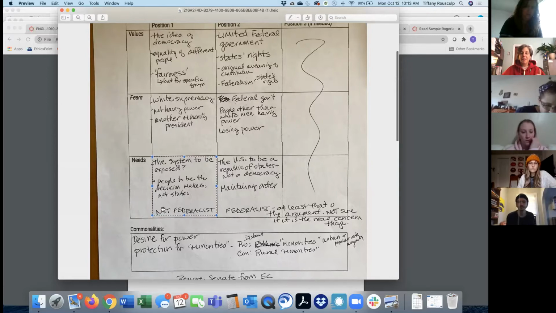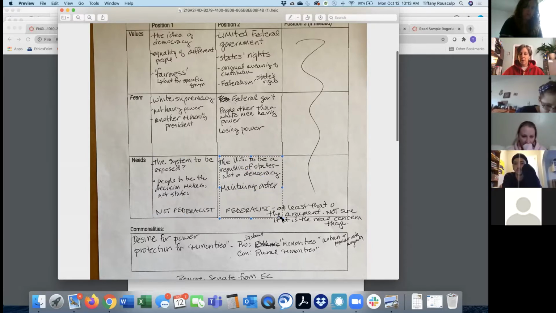And it's like they don't want a federalist system. And a federalist system is the system where the states pick the president as opposed to the people picking the president. The needs for people who support the Electoral College is they need the US to be a republic of states, not a democracy.